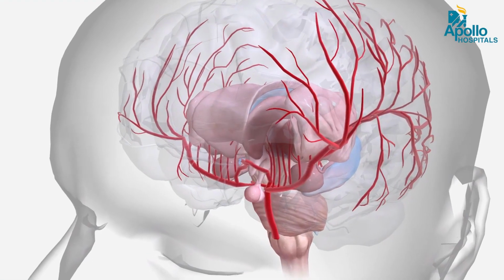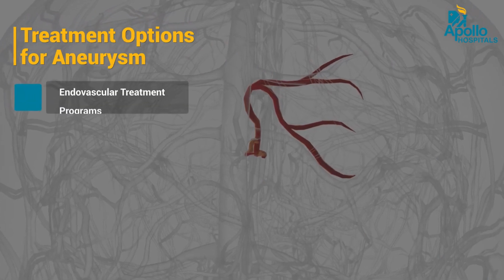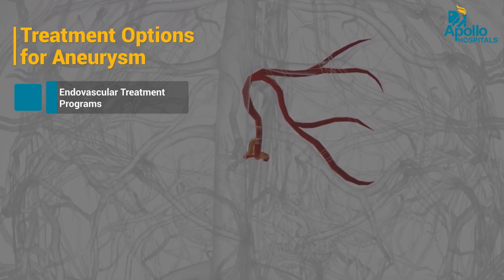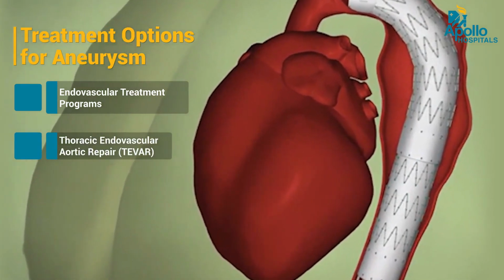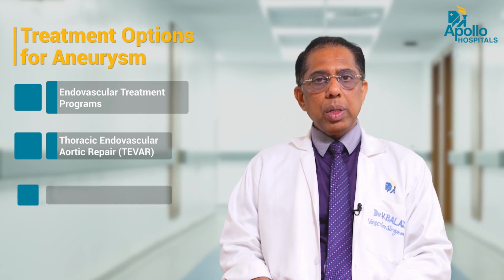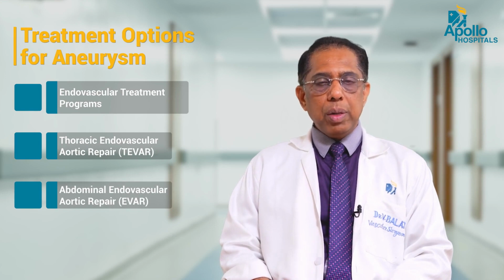We normally do an aortogram or an angiogram to confirm the size of the aorta, and depending on the size of the aneurysm, we have a treatment plan. These days, we have excellent endovascular treatment programs in the form of thoracic endovascular aneurysm repair, which is called a TEVAR, or for abdominal aortic aneurysm, endovascular aortic aneurysm repair, what is called an EVAR.